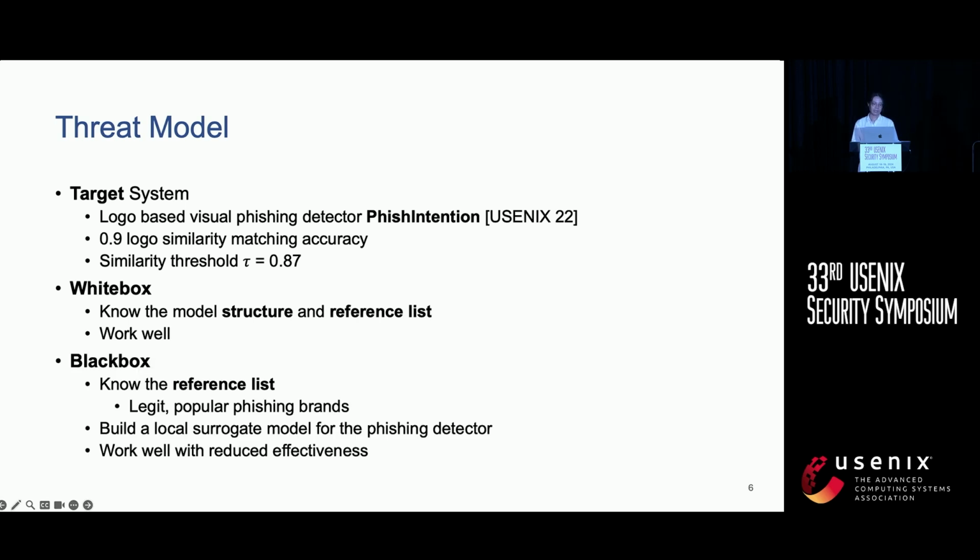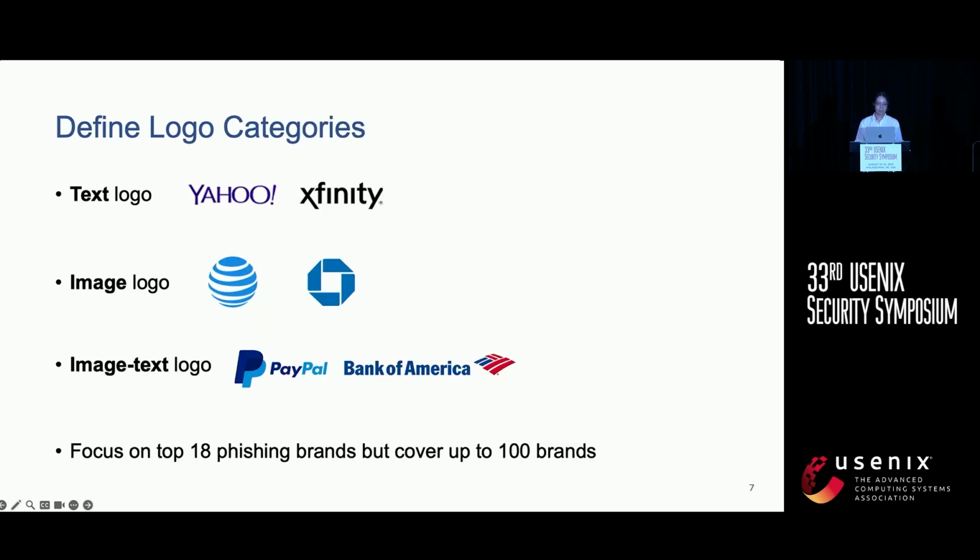We also attack it with a black box method, which assumes the attacker only knows the reference list. Although this is a black box setting, we feel the assumption is still valid because the reference list covers top phishing brands. Their logos are well-known and easy to collect. Then we build a local surrogate model which approximates the phishing detector. The black box method also works well, but with reduced effectiveness compared to the white box. In the rest of my talk, I'll be focusing on explaining the white box method, but you can always check out the details of our black box method in the paper.